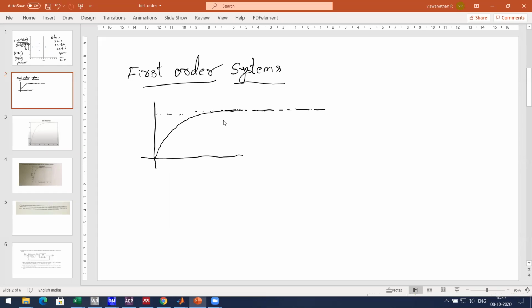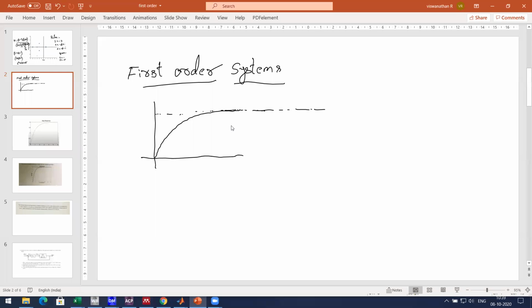What is a first order system? Power of s is 1. There is only one pole. So that is called a first order system.